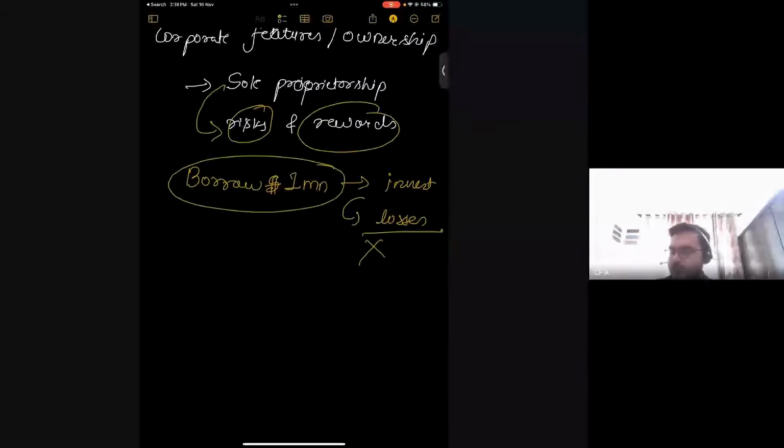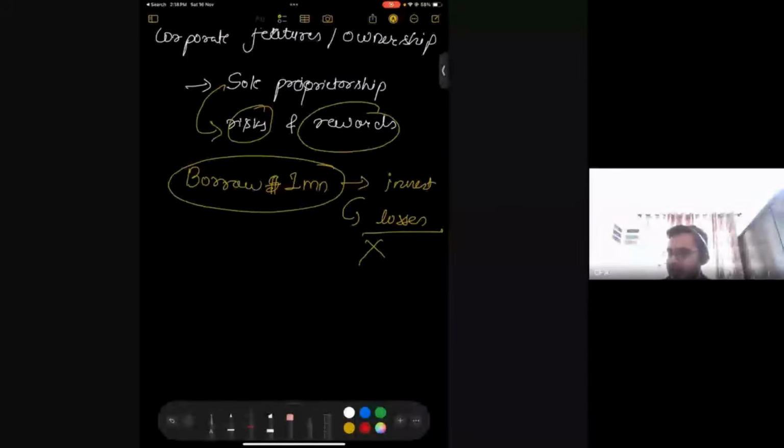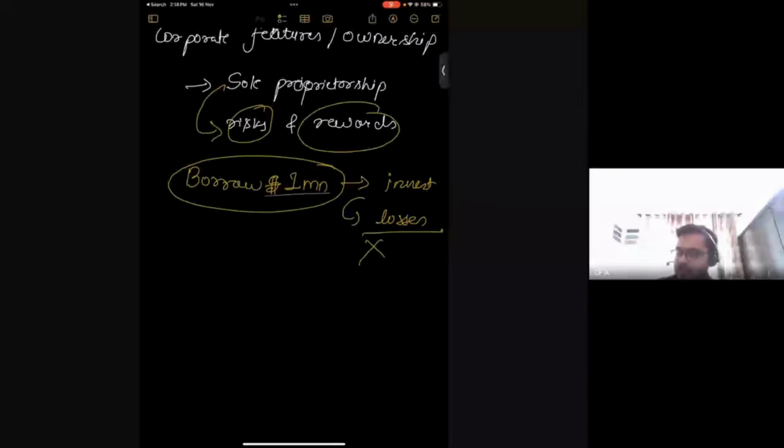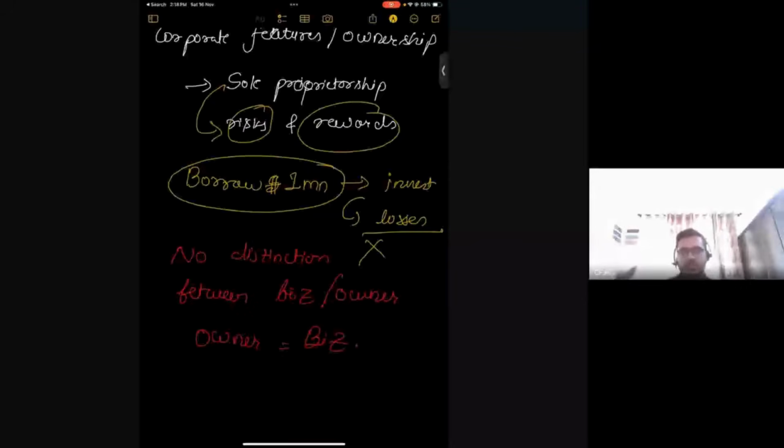So in case of sole proprietorship, one of the key aspects that you need to understand or remember is that there is no distinction between business and the owner, which is to say owner is equal to the business and business is equal to the owner. That is how things are structured in case of a sole proprietorship. If I borrow and if I invest it into the business, all the profits, gains, everything is going to be mine. And the contra is also true, that all the risks, of course, are again going to be mine.